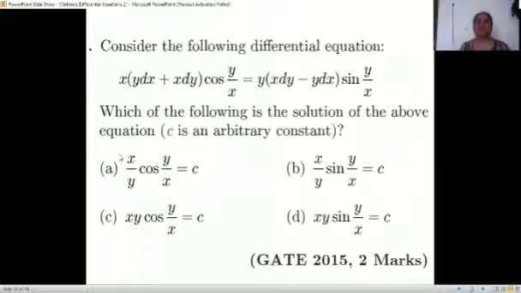Consider the following differential equation. Next question. x into y dx plus x dy into cos y by x is equal to y into x dy minus y dx sin y by x. Which of the following is the solution of the above equation, where c is the arbitrary constant? It was asked for 2 marks. Okay. What should it be?